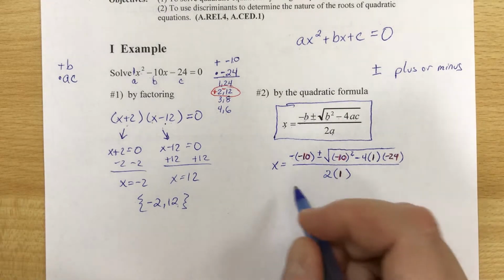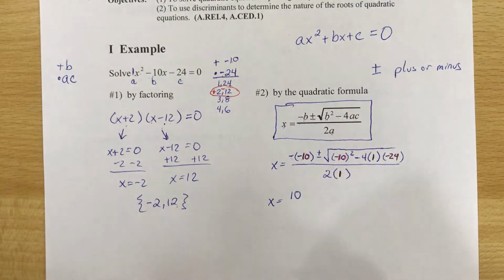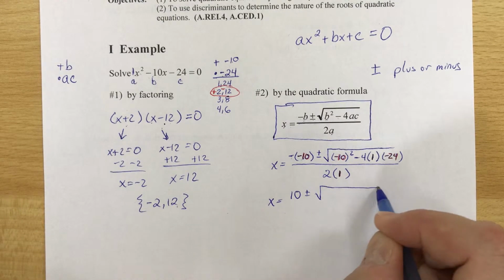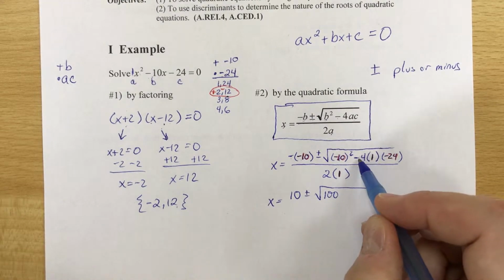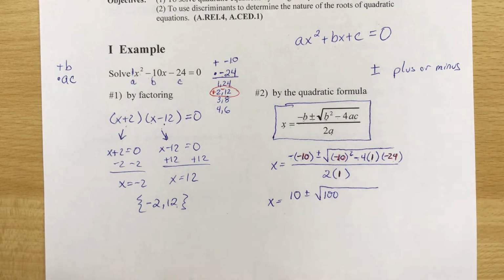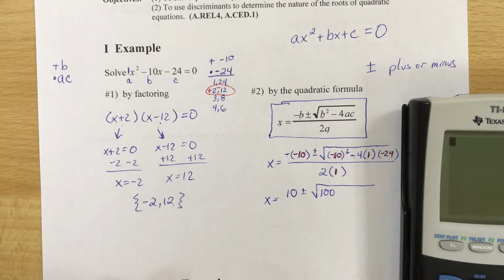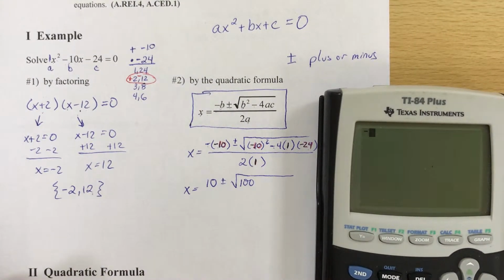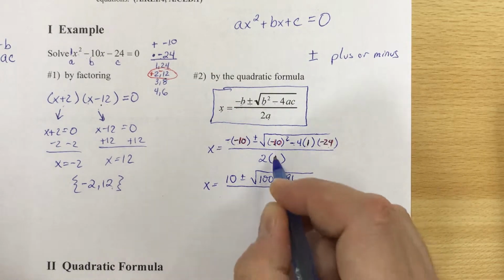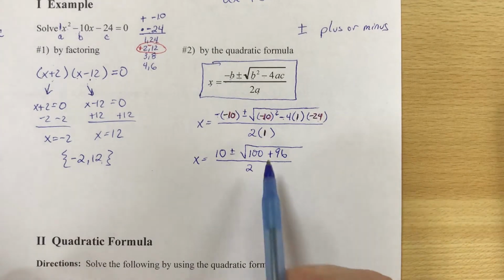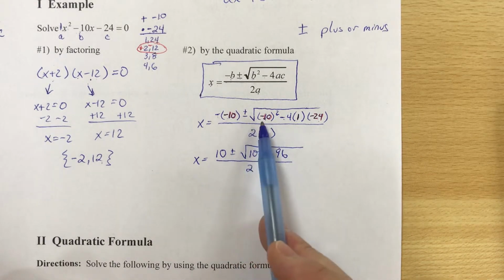The opposite of negative 10, we're going to say x equals, well, it's positive 10, plus or minus, square root. When you square a negative, we always get a positive. Negative 10 times negative 10 is 100. Now, this is negative 4 times 1 times negative 24. If I do this with a calculator, I can multiply all three numbers at the same time. Negative 4 times 1 times negative 24 should give us a positive value because it's a negative times a negative, and we get 96. So that's 100 plus 96, all divided by 2 times 1, which is 2.